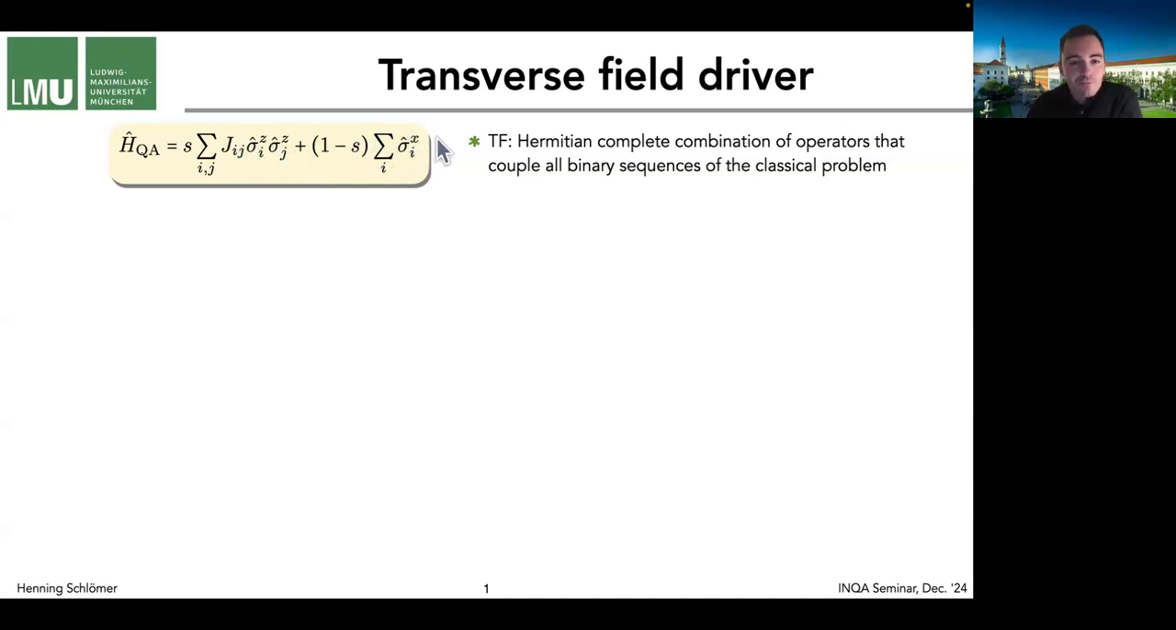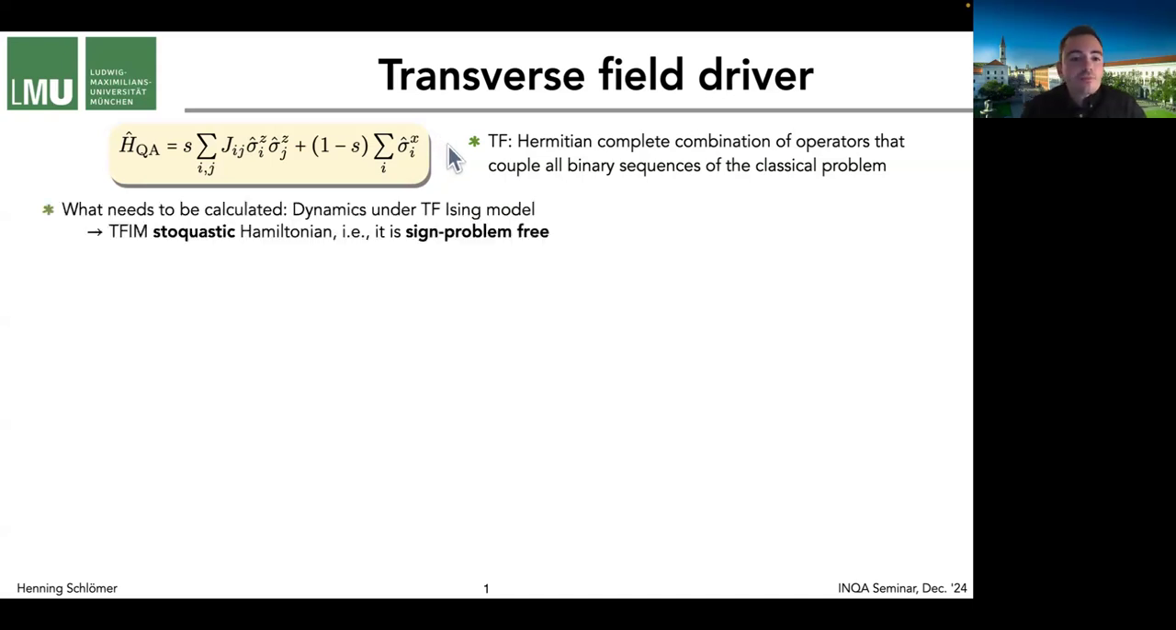Now the transverse field is a natural way to implement quantum annealing because it gives you a Hermitian complete combination of operators that couple all classical bit strings in your search space. So hopefully you will be able to make a broad search through your parameter space and then find the global minimum or maximum.